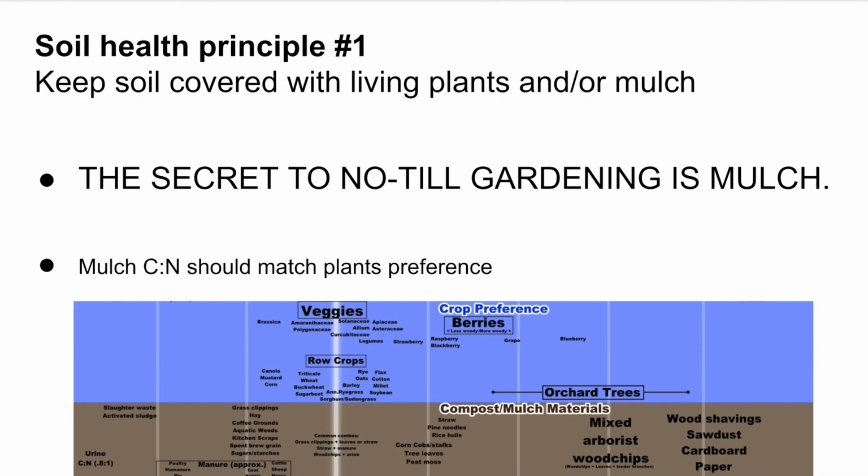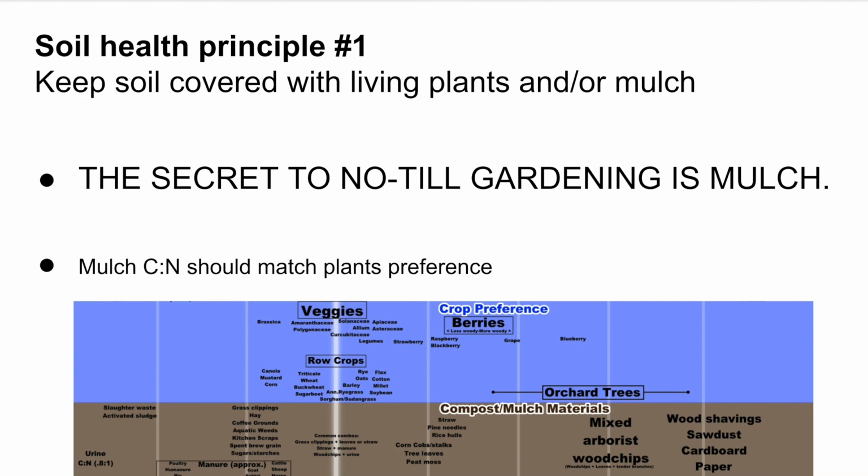Mulching isn't just a cute idea. Mulching is essential. You need it, and you need it now. The secret to no-till gardening is mulch. Pastures create their own mulch. Cropping systems do too if you leave it in place and you learn to work around it.